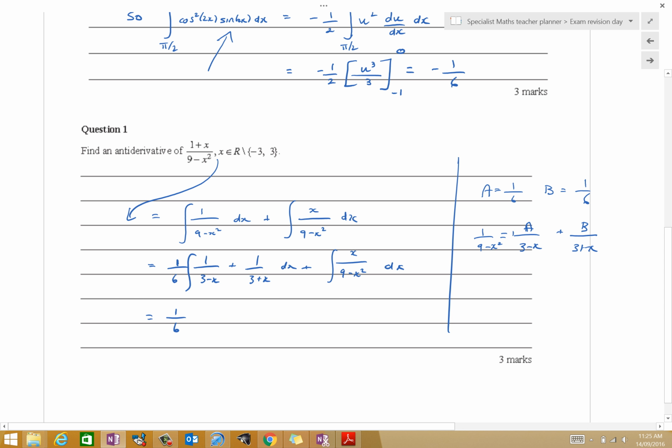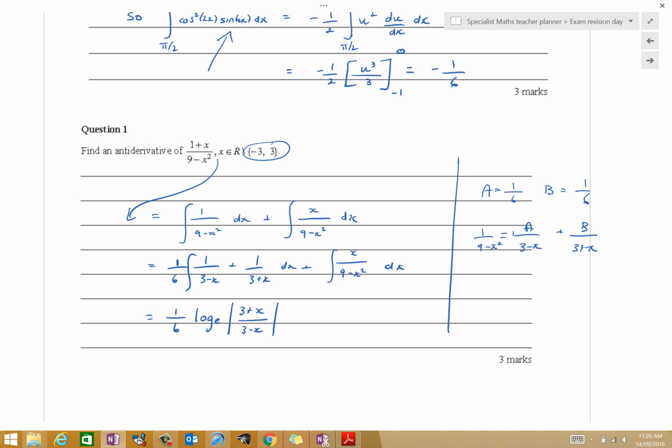Using my log laws is going to give me this, but what's important is that you have those absolute value signs, and you can't omit that. Okay, now think about it. They've said that it's real numbers except for -3 to 3. So that could possibly be negative, couldn't it? So we need to keep that absolute value sign.